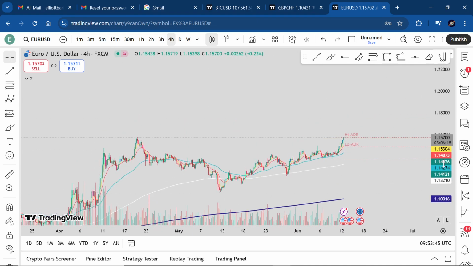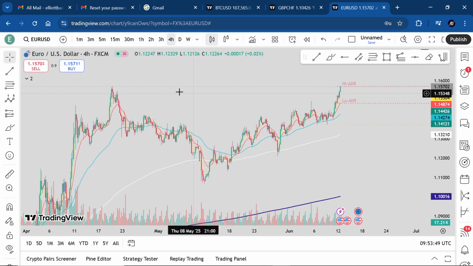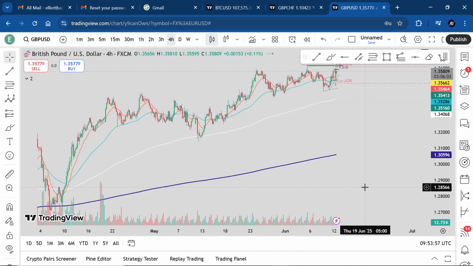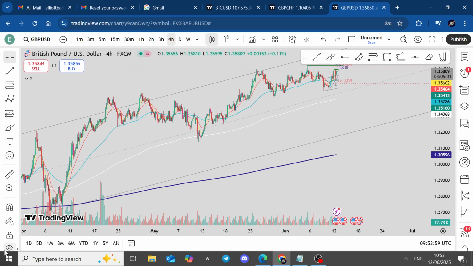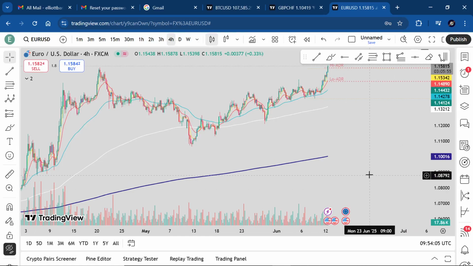So, you know, pound likes to follow the euro. They're like siblings. Look at that. Expect this of pound. Expect what you see here with the euro, with GBP USD. Expect it to break out of the area. In fact, it's doing it.